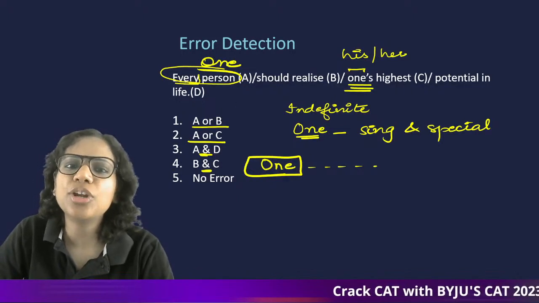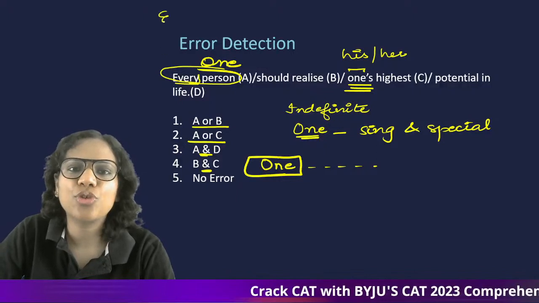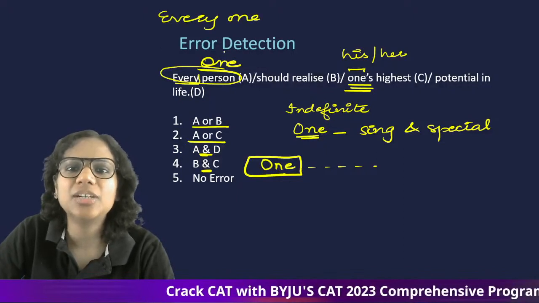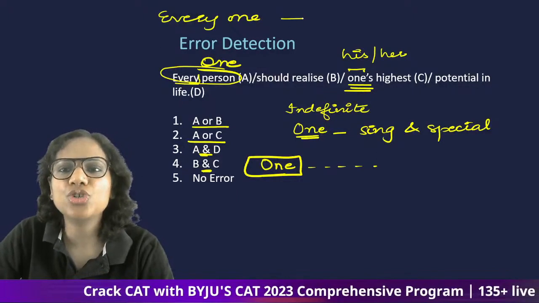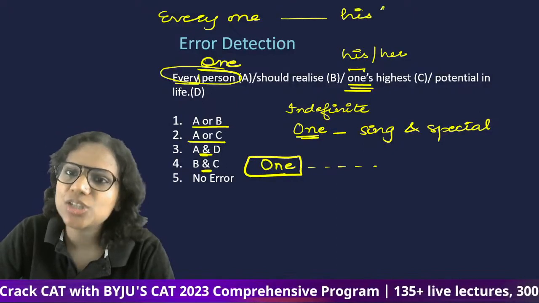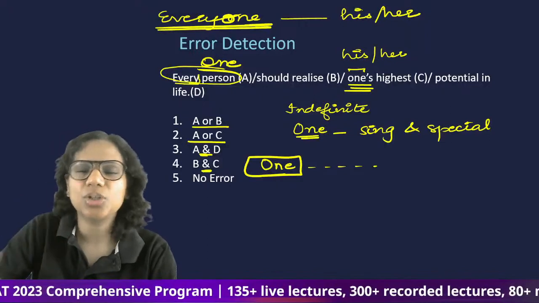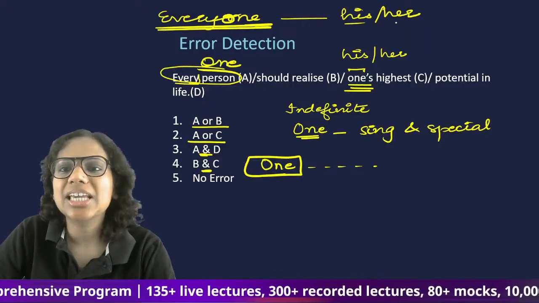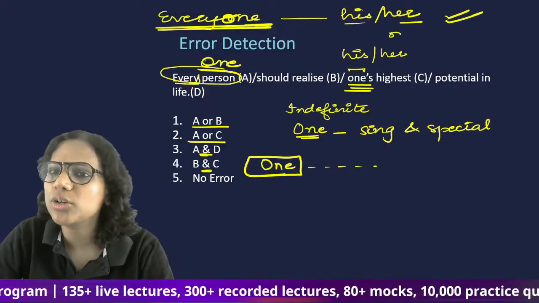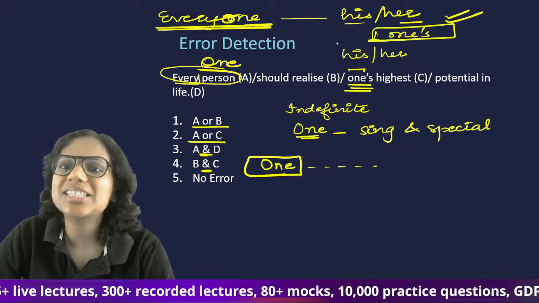And similarly for any other pronoun. So for everyone also, had it been, let's say, everyone should realize again his or her. Okay, if everyone is one single word, everyone should realize his or her, not once. So one is special.